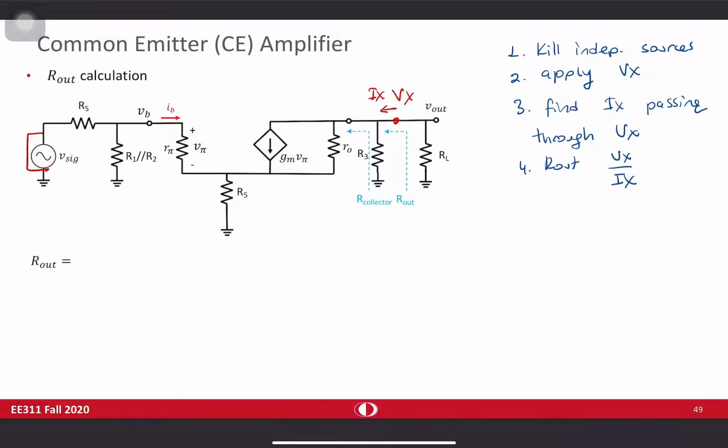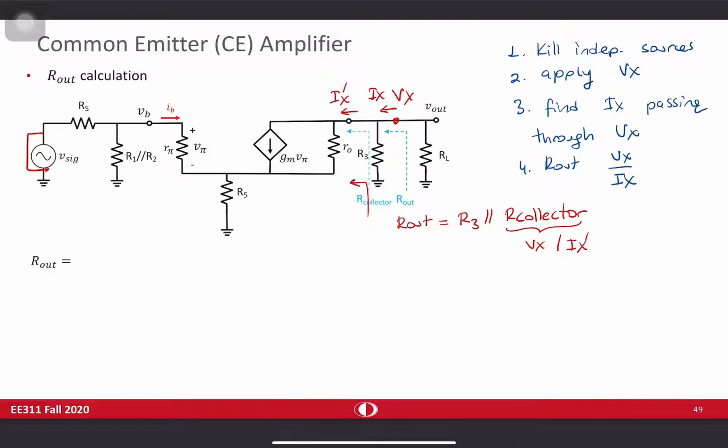And I'm going to make a trick in here because I know that Rout is equal to R3 in parallel with something called R collector, the resistance seen from here. And if I define a new current Ix prime, this R collector will be Vx over Ix prime, which is much easier to calculate. This is going to simplify the mathematical analysis a lot. So I'm going to find R collector first, then I will find Rout.